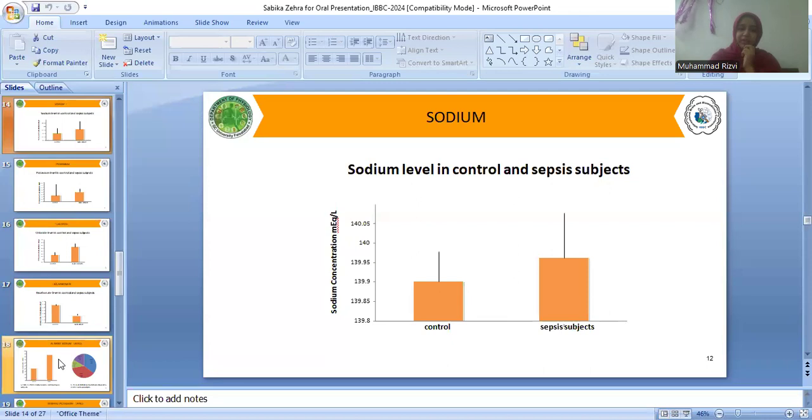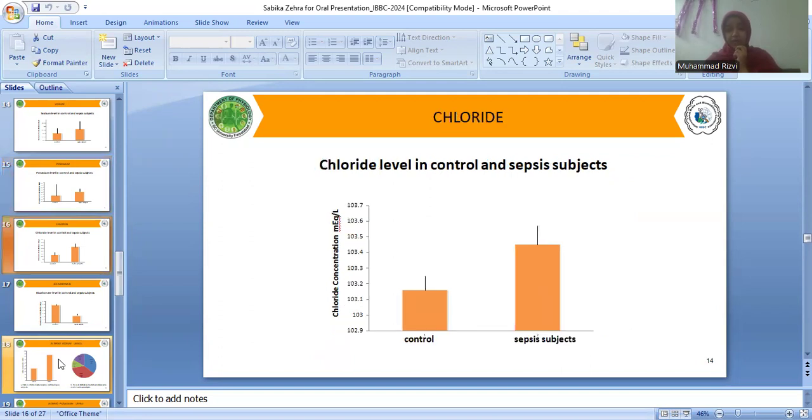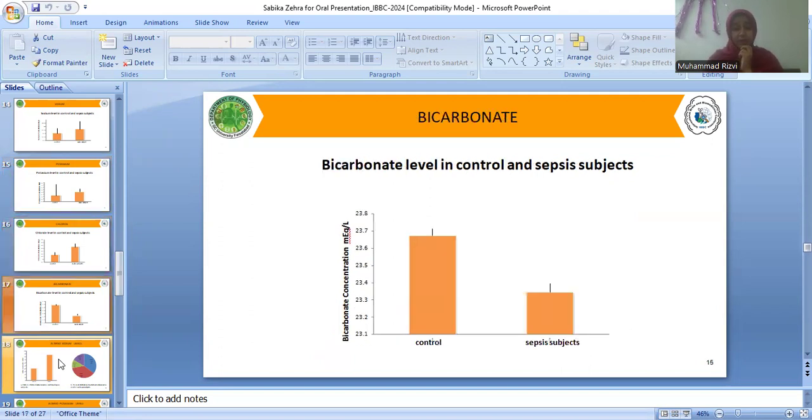These are the graphical representations which are showing the electrolyte levels in control and in the sepsis subjects. So sodium level got elevated in sepsis, whereas potassium level got decreased. Potassium level also got elevated. Chloride level also got elevated. Only the bicarbonate levels got decreased.